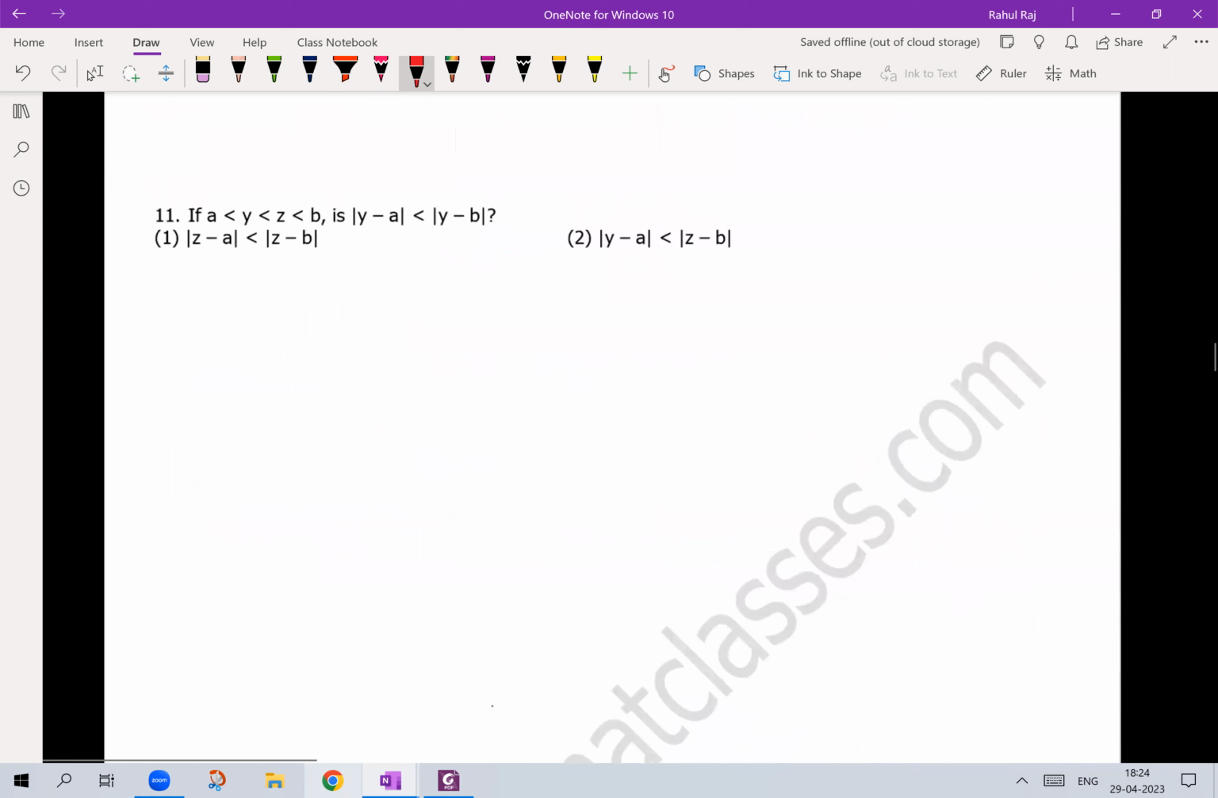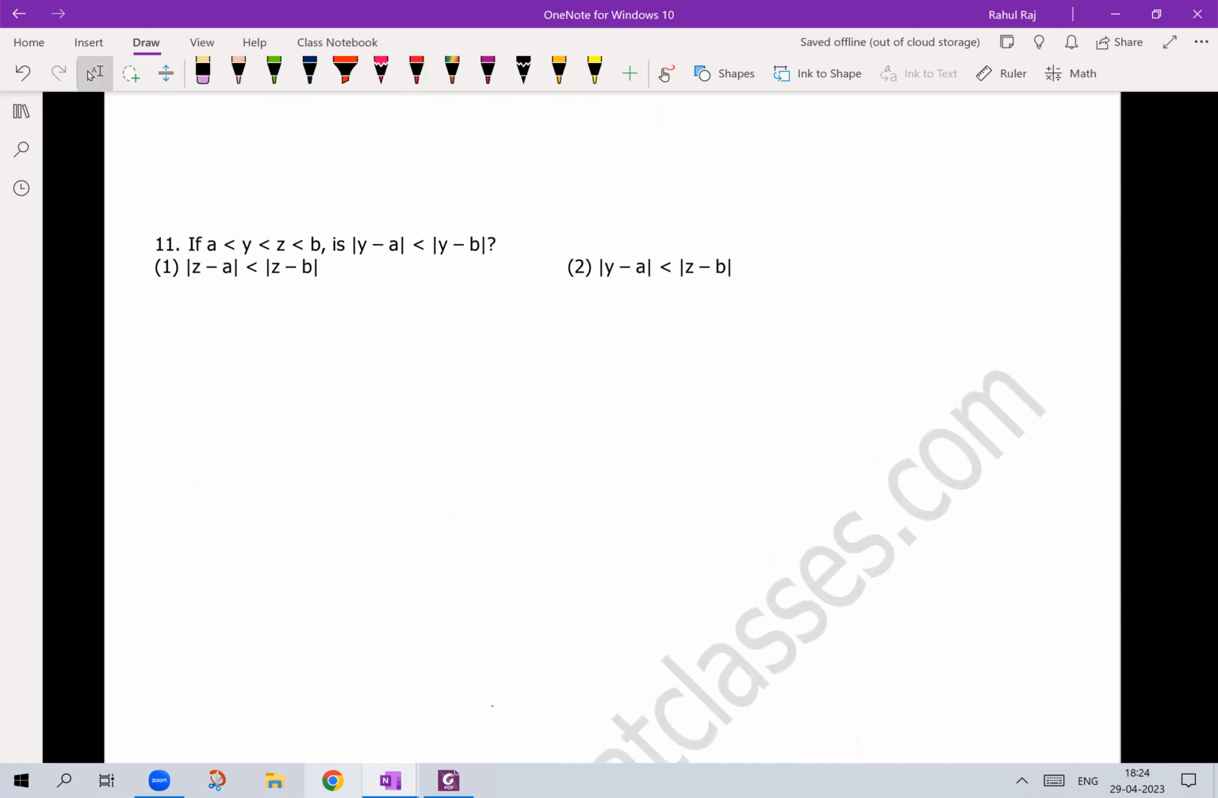Question number 11. Now this is a question where you see, right from the question to the statements, everything is inside mod. So you should use the distance logic for sure. Anything else will be problematic, remember. Please try.